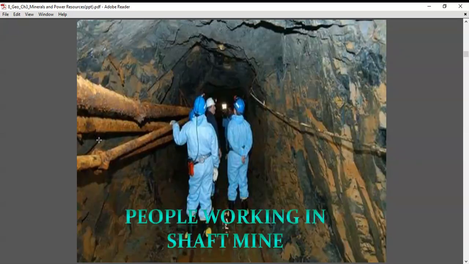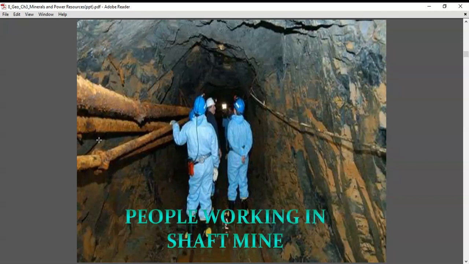This is a shaft mine. Normally, shaft mines are used for coal, wherein they make a tunnel which goes deep into the earth. Again, it's the crust itself, not deeper than that. They will drill that hole, make a small compartment under that, and take minerals out of that. Yeah, correct, that's right.